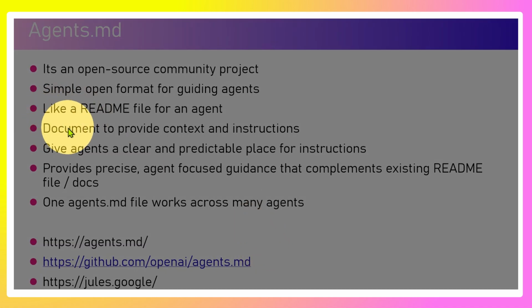It's a document to basically provide the context and instructions to the AI model. It gives agents a clear and predictable place for instruction. One agents.md file works across multiple agents. Basically, you provide precise, agent-focused guidance that complements the existing README file or docs. So, it's kind of like an additional file which you provide.